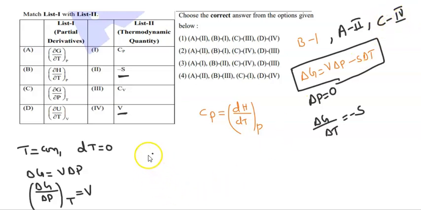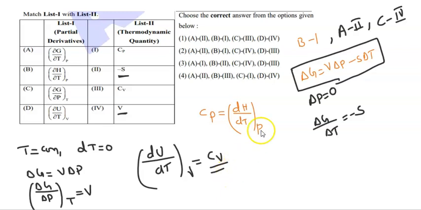And clearly you know that dU by dT at constant V is equal to heat capacity at constant volume, CV. Then D is matched with 3. So the correct option for this question is 2, A2, B1, C4, D3.